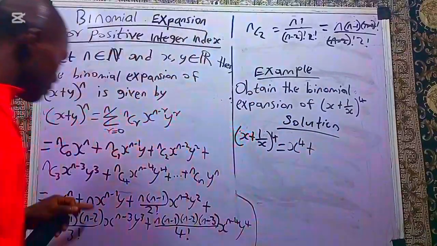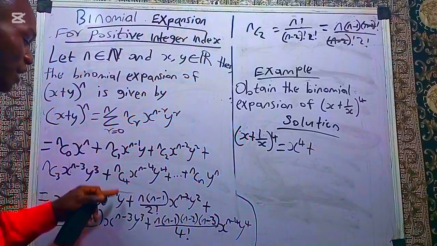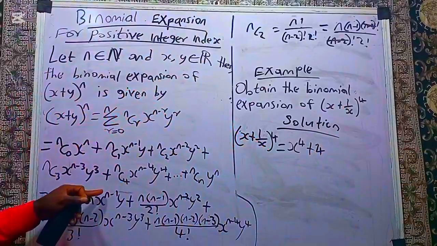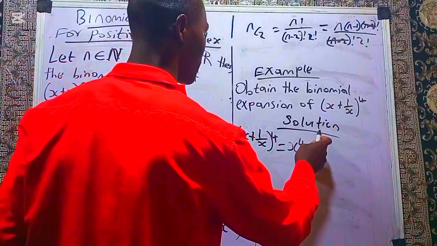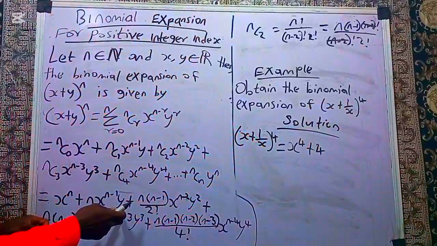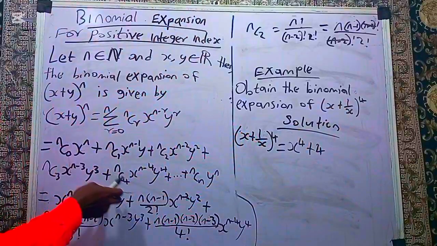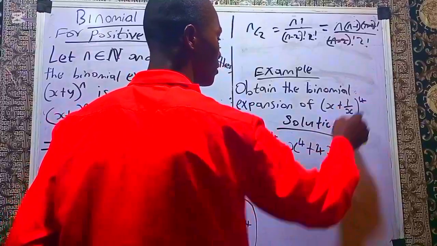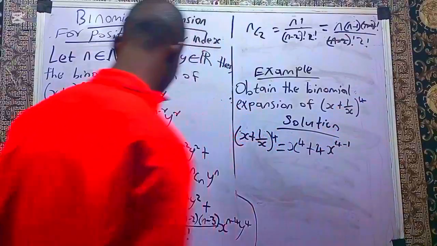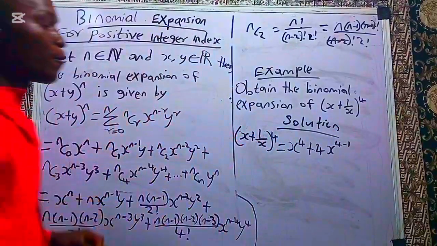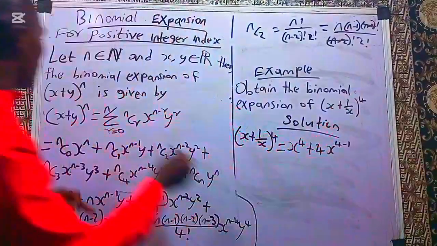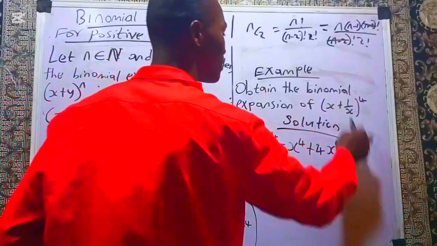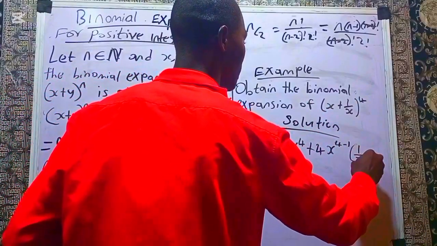Then plus n times x raised to power n minus 1. n is the power here, that's 4, times x raised to power n minus 1. That is the first quantity you have here, raised to power n minus 1, that is this x, where n is 4, so 4 minus 1. Then multiply by y. y is just the second quantity you have here. Whatever is the second term inside here is your y. The second term here is 1 over x.